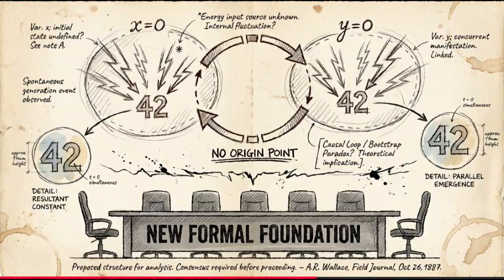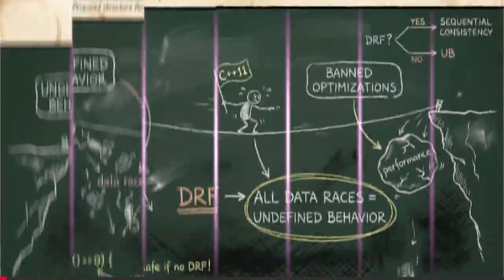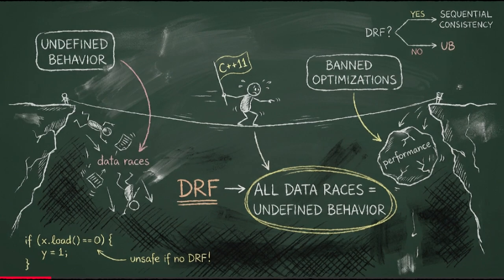So moving into the late 2000s, the C++ Standard Committee realized they had to build a completely new formal foundation. I mean, they had to. They had to draw a hard line. All data races had to be declared undefined behavior. They had to mathematically forbid these out-of-thin-air results, but without accidentally banning the standard safe compiler optimizations that make C++ fast. Which is a massive tightrope walk.